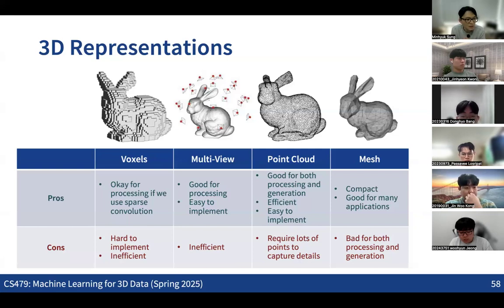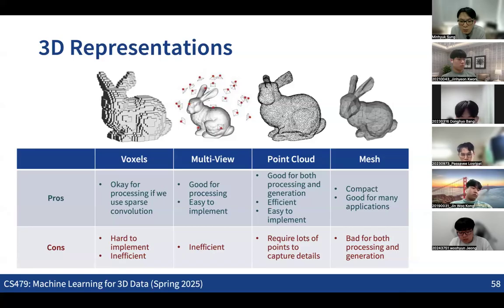And the mesh is a really good representation for many applications. If we consider using this kind of 3D data for downstream applications, the mesh will be the best representation, especially for many graphics applications. And this is the most compact representation, especially to encode surface information. But the thing is that it's extremely hard to make neural networks that can either process or generate meshes. So that's the pros and cons for each representation.